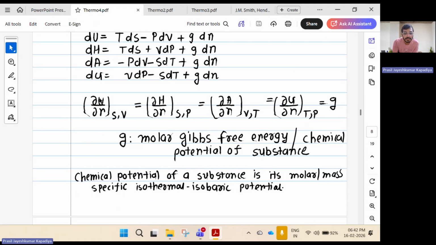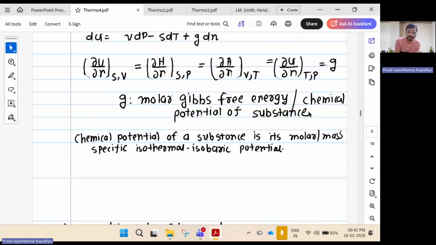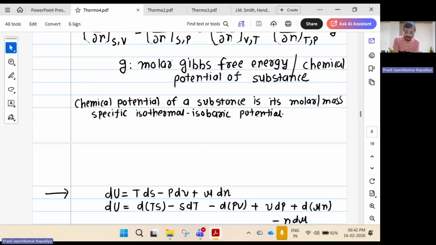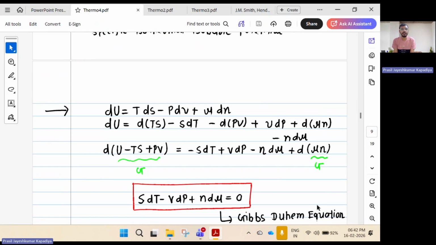It is a molar specific property at isothermal isobaric conditions, the molar specific isothermal isobaric potential. That is nothing but the chemical potential. So if you are asked what chemical potential is, you should say it is the molar Gibbs free energy at constant temperature and pressure, or the molar internal energy at constant entropy and volume, or the molar enthalpy at constant entropy and pressure, or the molar Helmholtz free energy at constant volume and temperature.